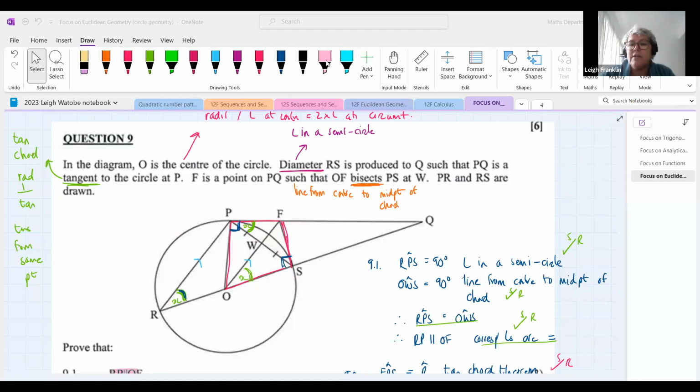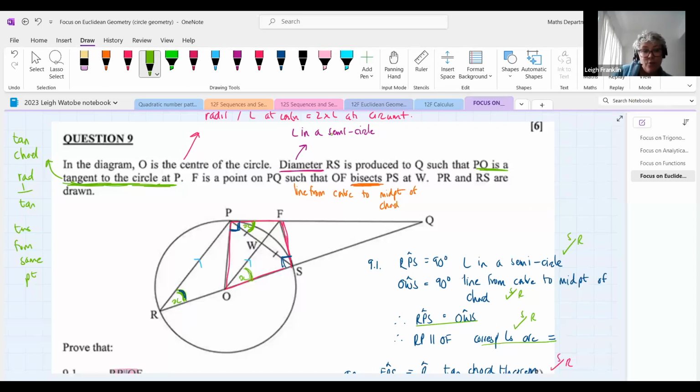Okay, so let's look at the diagram again. Everybody looking at the diagram. Remember they told us in the beginning that PQ was a tangent to the circle. So we've got PQ is a tangent. Can you see I'm underlining it in green for you guys here again?